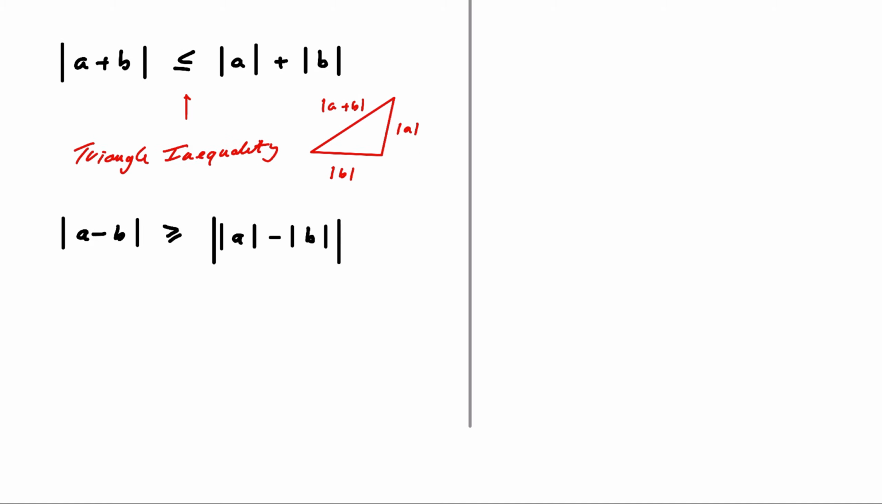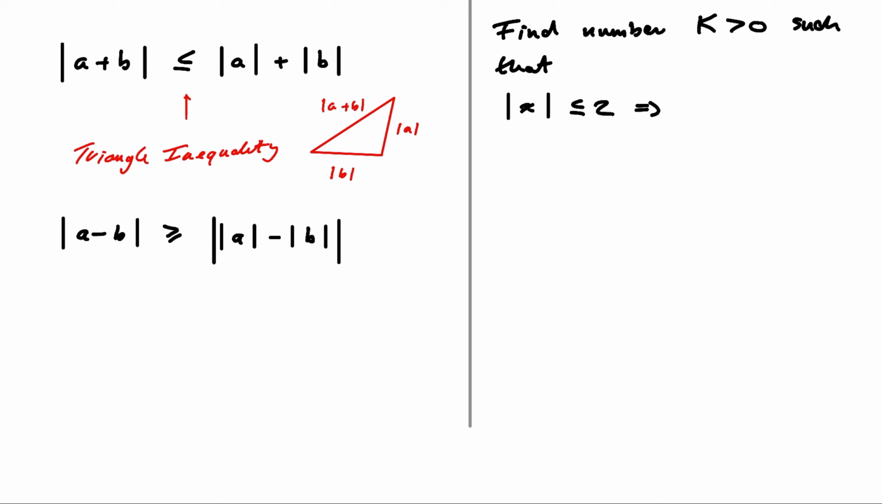So this is going to seem a little bit, how do I put it, an arbitrary question. It'll be a bit different than others that we've seen, but it's kind of an example of how the triangle inequality shows up. So find a number, let's say capital K, so a constant, such that if the absolute value of x is, let's say, less than or equal to 2, then the following expression is less than or equal to K.